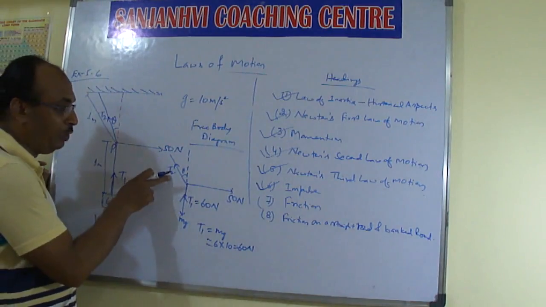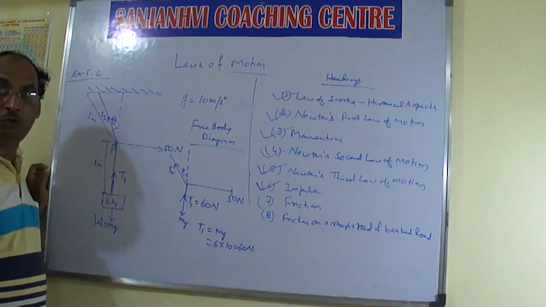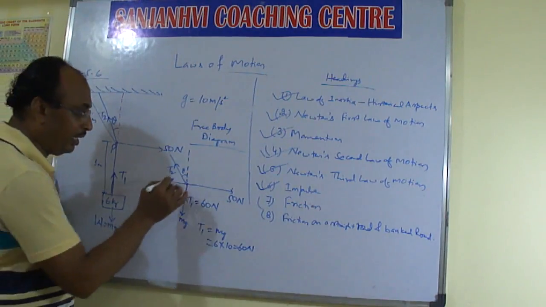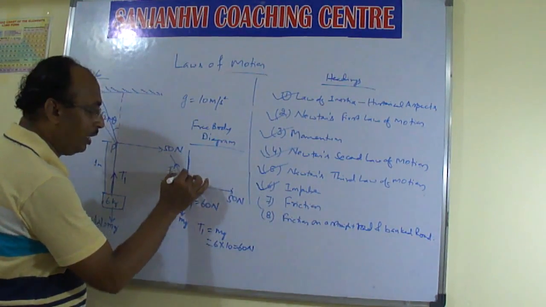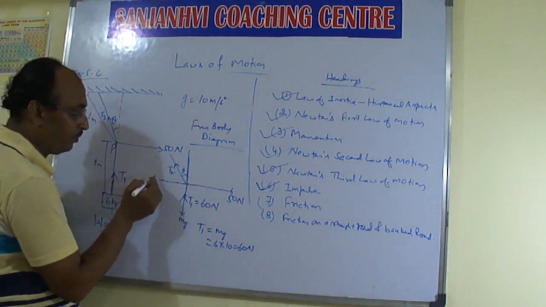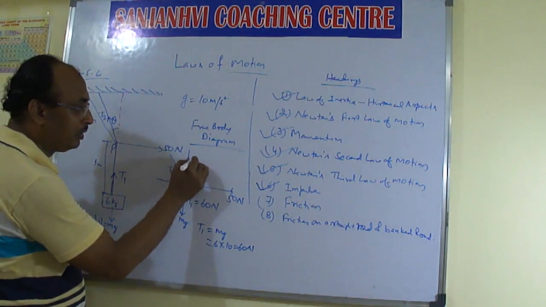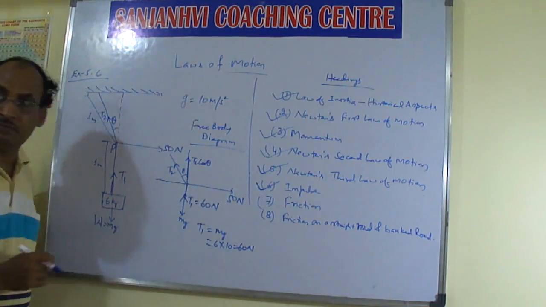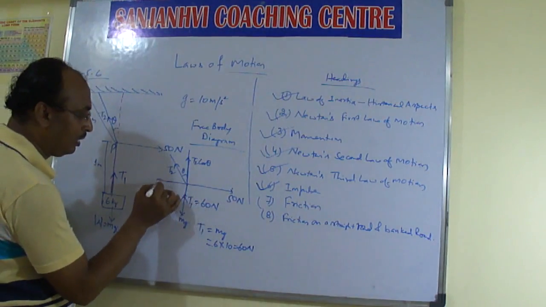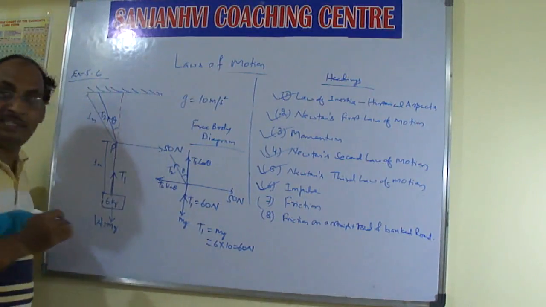Now this T2 force is at an angle. Whenever something is at an angle, it will be split into two components. One component is this one and another component is this one. Wherever that angle is there, that part becomes cos theta, and another part is acting in this direction.